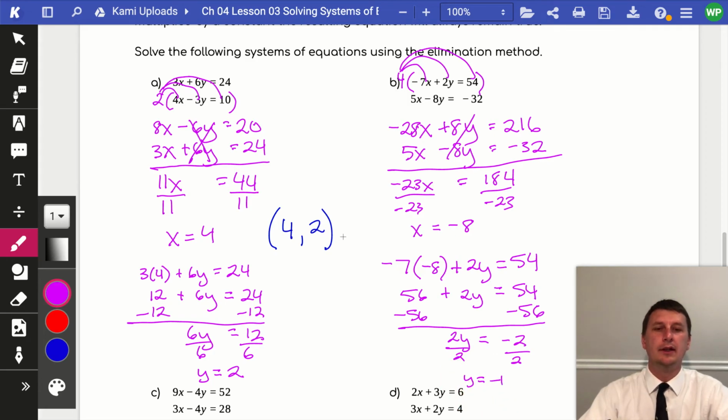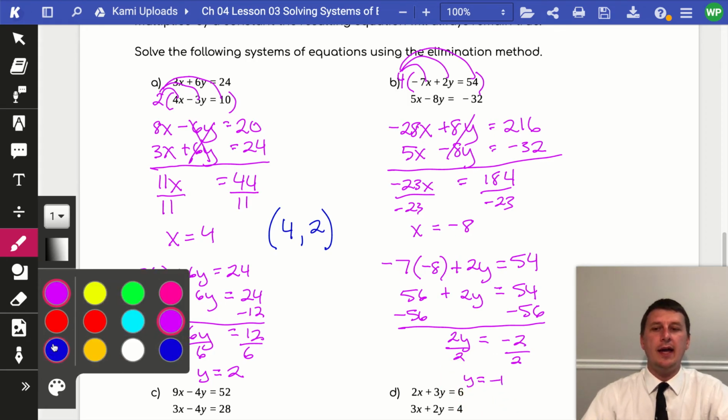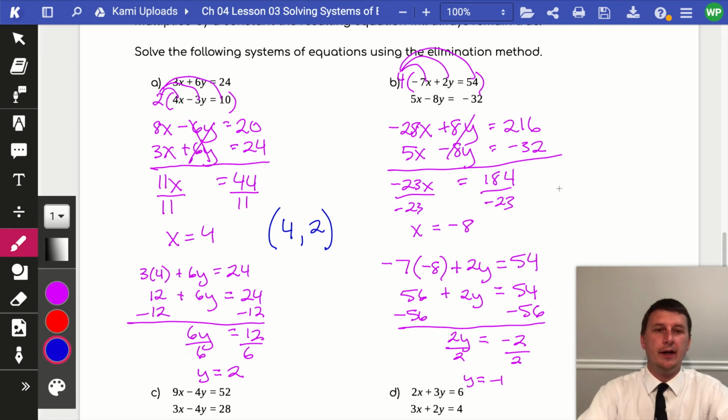Now that I have an x value and a y value, I can go ahead and write my solution as a coordinate point, where x is negative 8 and y is negative 1. So there's your solution: negative 8, comma, negative 1.